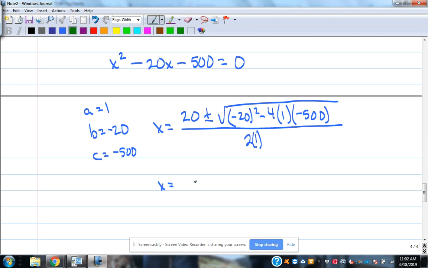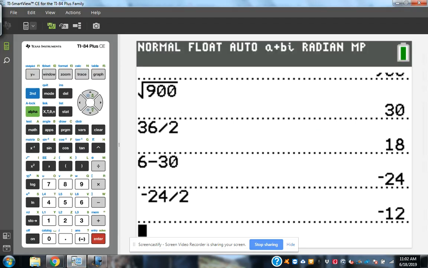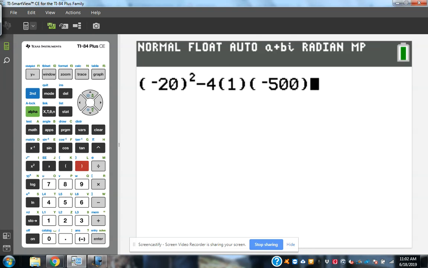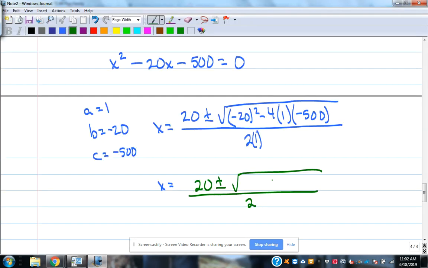I'm going to simplify that. So it's 20 plus or minus. I'm going to use a calculator to help me get what's underneath that square root. Parentheses, negative 20 squared minus 4, parentheses 1, parentheses negative 500. 2,400 under there. I don't know for sure that 2,400 has a square root. That's nice, but I'm going to try it.